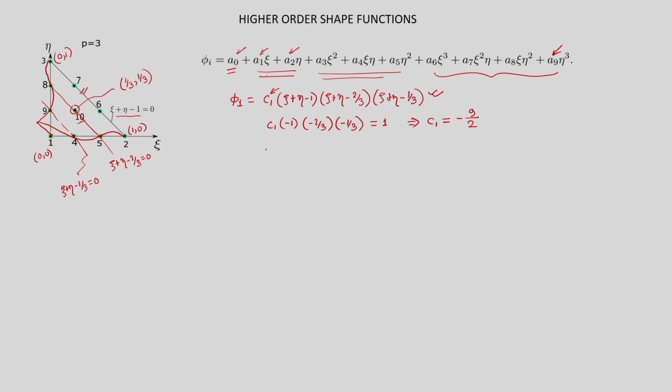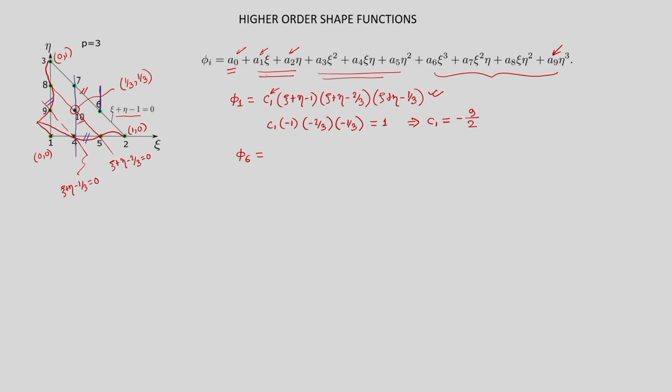Similarly, let us construct the shape function phi 6. How do we define the shape function phi 6? Phi 6 should be 1 at node 6, and it should be 0 everywhere else. So we say that phi 6 is 0 along this side and this side of the triangle, and in addition it should also be 0 along the straight line containing the nodes 4, 7 and 10. Then it will be 0 at all other nodes.